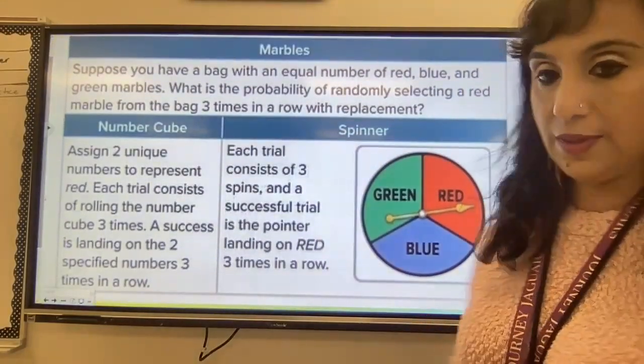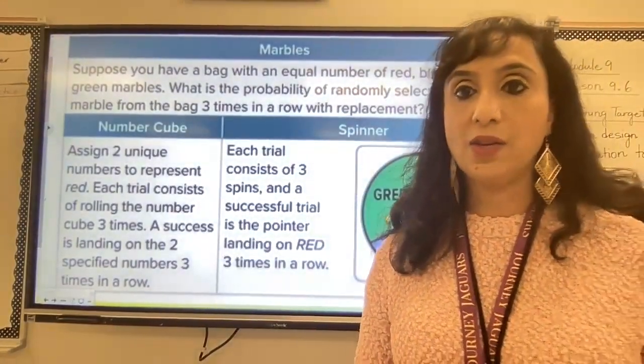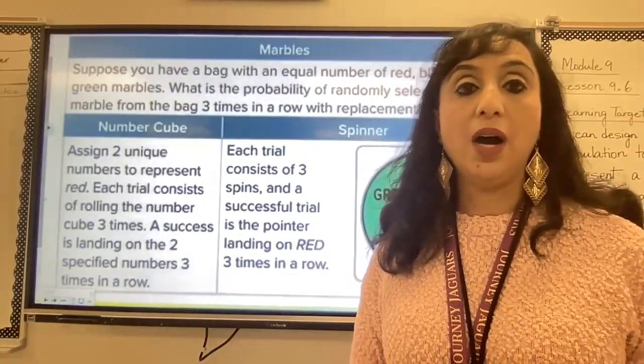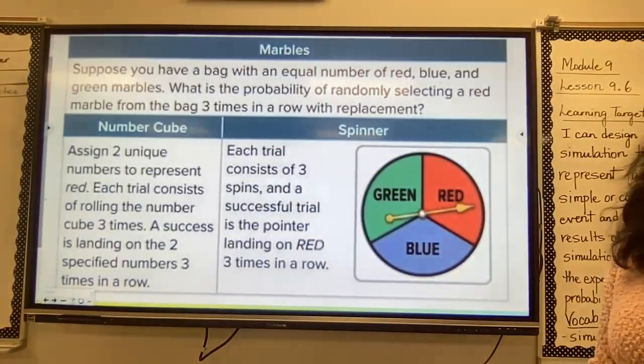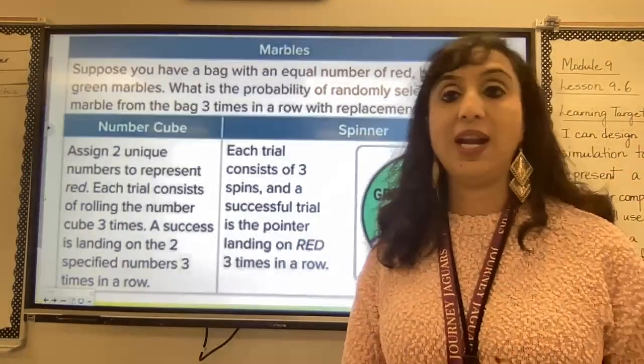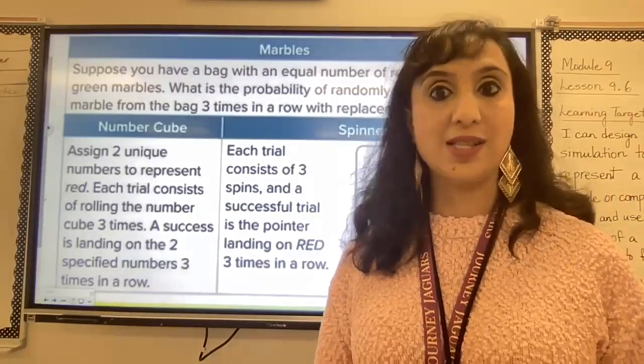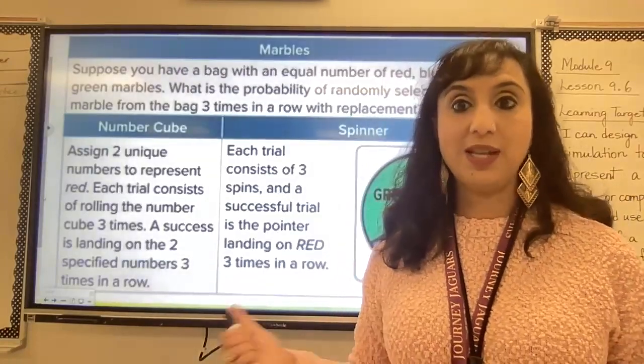There we go. All right, so let's say I chose 1 and 2 on the number cube to represent red. So if it lands on 1 and 2, it's a success. If it lands on 3, 4, 5, 6, it is not successful. So that's basically what this is.